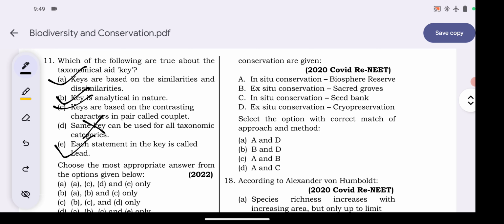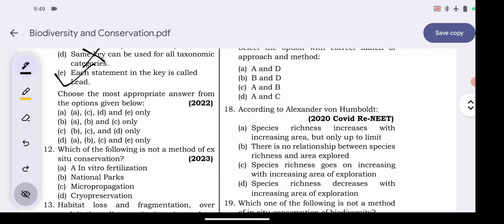So A, B, C and E. Which one is the answer? A, B, C and E. Option D will be your answer. Explanation. Key is a taxonomical aid used for identification of plant and animals based on their similarities and dissimilarities. The keys are based on the contrasting characters, generally in a pair called couplet. Each statement in the key is called a lead. Separate taxonomic keys are required for each taxonomic category such as family, genus and species for identification purposes. Keys are generally analytical in nature. So D option is the correct one.